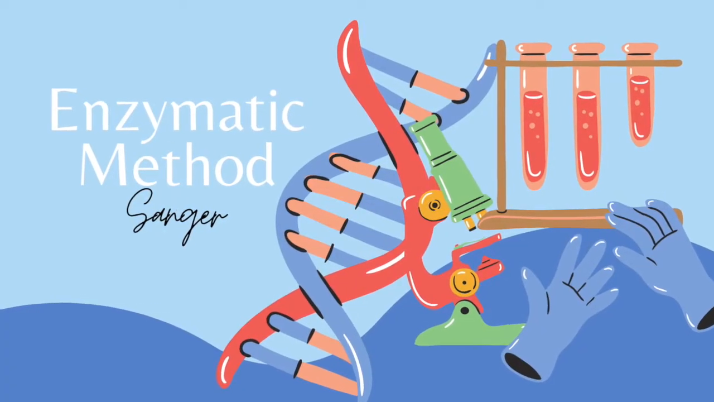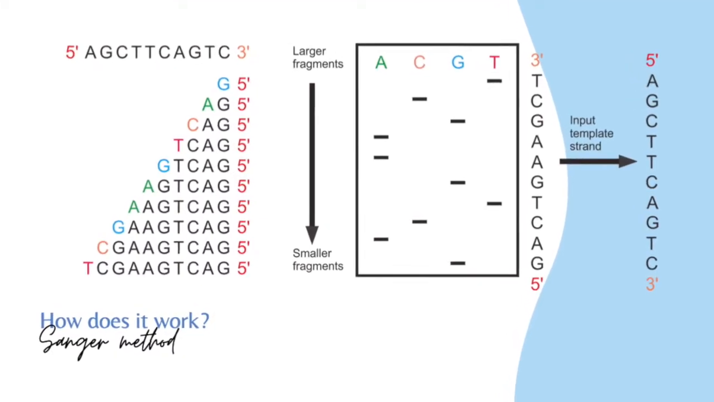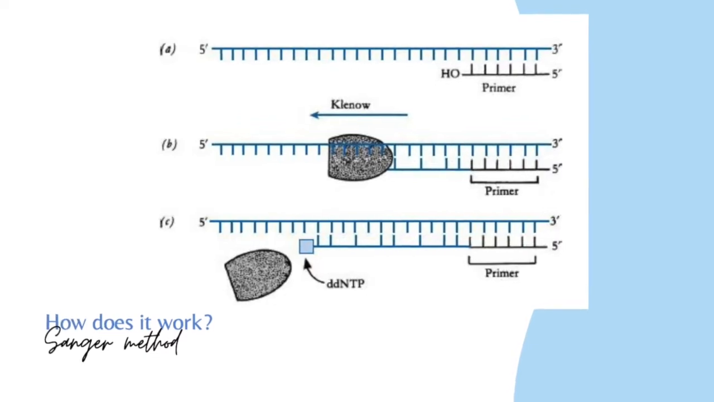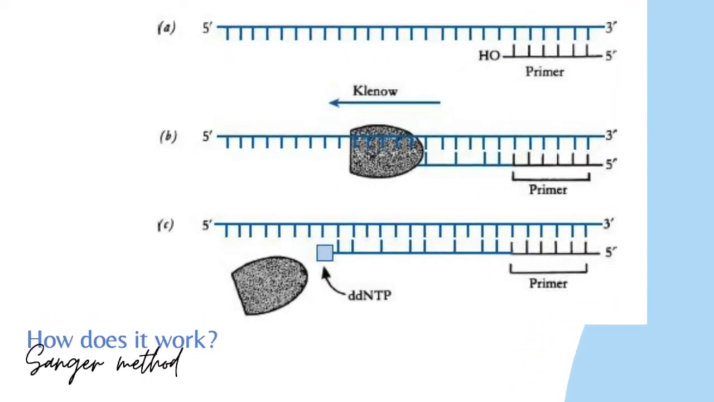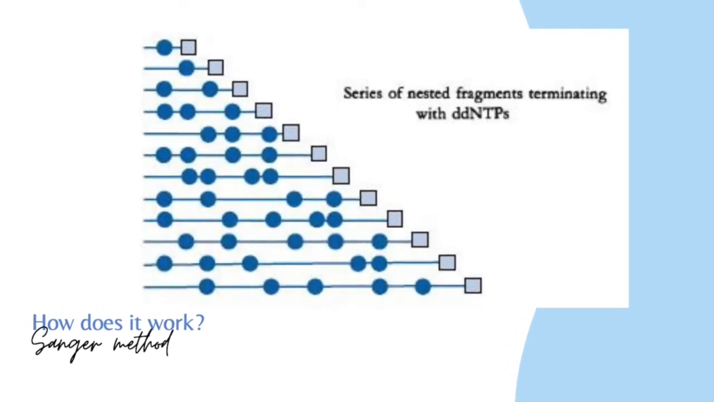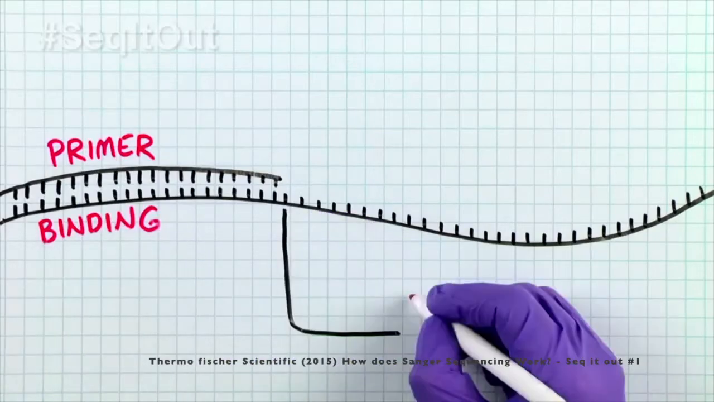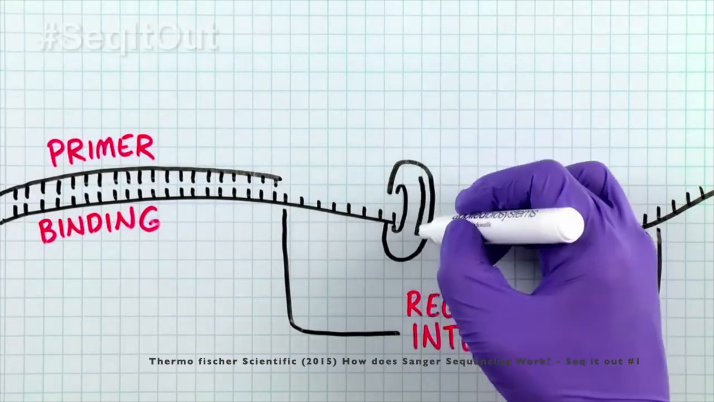The Sanger and Coulson method, also called the dideoxy or enzymatic method. In this case, a copy of the DNA to be sequenced is made by the Klenow fragment of DNA polymerase. The template for this reaction is a single-stranded DNA, and a primer must be used to provide the 3' terminus for DNA polymerase to begin synthesizing the copy.